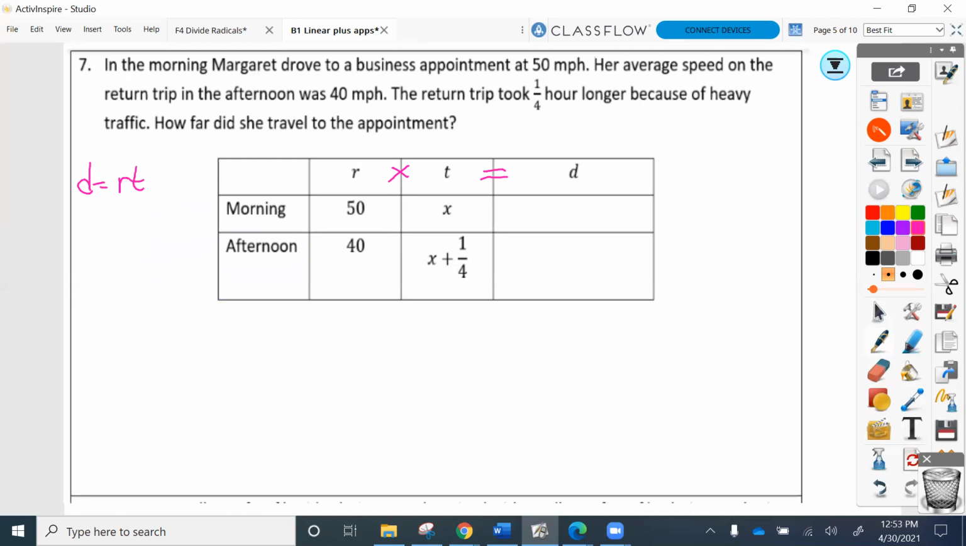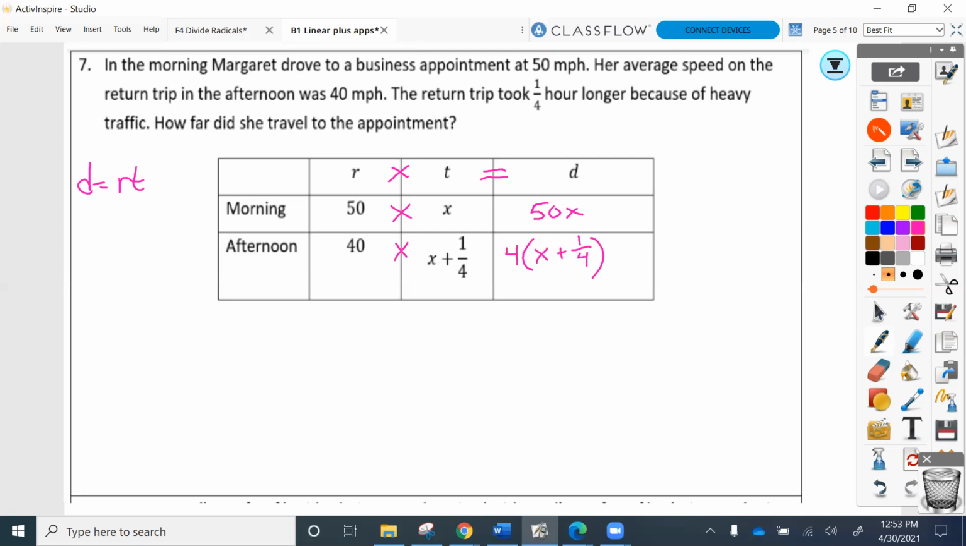So what we're really wanting to know is what is the distance, right? So in the morning, her rate was 50 and her time, we're just calling it X. So we can multiply those and say that's 50X. And in the afternoon, her rate was 40 and her time was whatever her original time was in the morning plus a quarter of an hour longer. So we can say 40 times x plus 1/4 is an expression for distance.